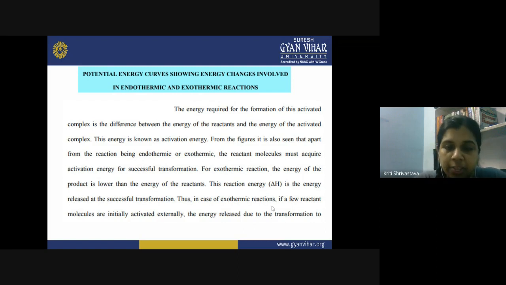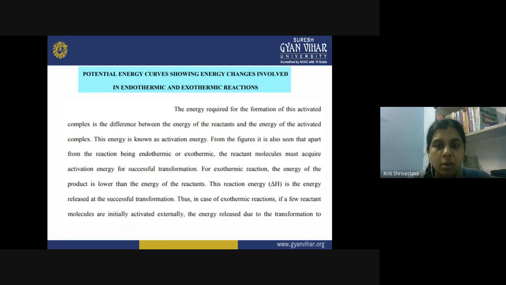From the two figures which I am going to show you, we can find out from these potential energy diagrams whether the reaction is endothermic or exothermic. An endothermic reaction is characterized by a net absorption of energy. Only then does it take place. And an exothermic reaction is one which releases energy. You call it an exothermic reaction.